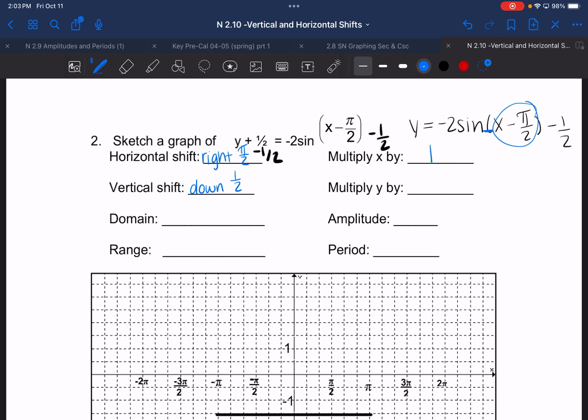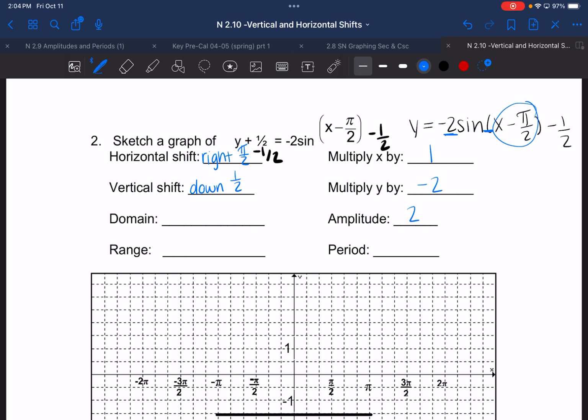And then we multiply y by which piece? A. And where do you find A? At the front. So what am I supposed to multiply my y's by? Good. Now they ask a few other things. Some of this we can go ahead and fill in because we already know what to expect. Our amplitude, remember, that's how high or low, so absolute value, right? So what would that be? 2. Good.